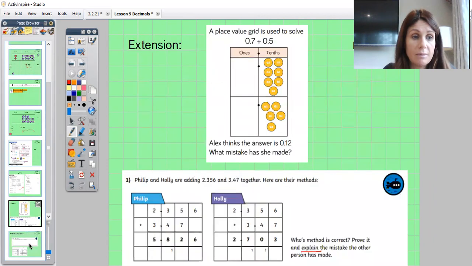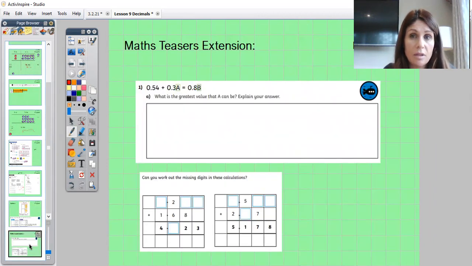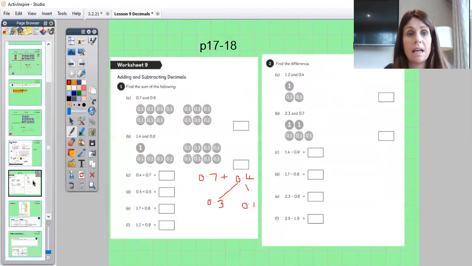Both worksheets, this one and this one, are saved on Tapestry with the answers on the second page for you. All your answers for your guided practice and your workbook are now saved in a document together as well. So it would be great if you can go through and mark it, remember, and then correct any mistakes that you've made before you move on. Okay, I hope it goes really well today, and let us know if you need any help at all.